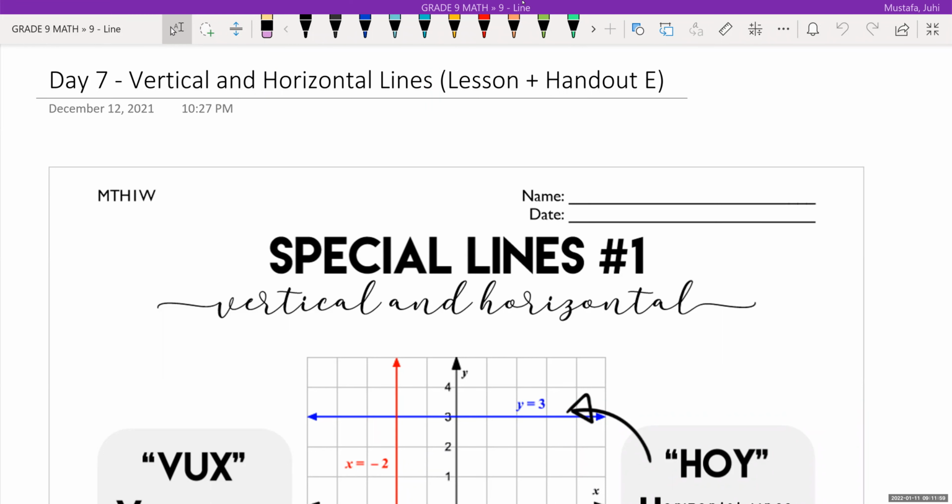So remember last class when I was giving you your homework and I highlighted a question that I said would be a little bit challenging? Well, that question was, I believe, X is equal to something. And the reason it was challenging is because we haven't learned how to do it yet. It's called a vertical line. So after today's lesson, you should be able to do that question a lot more easily.